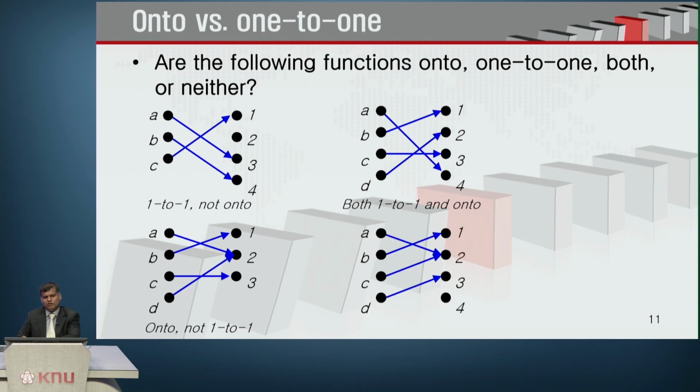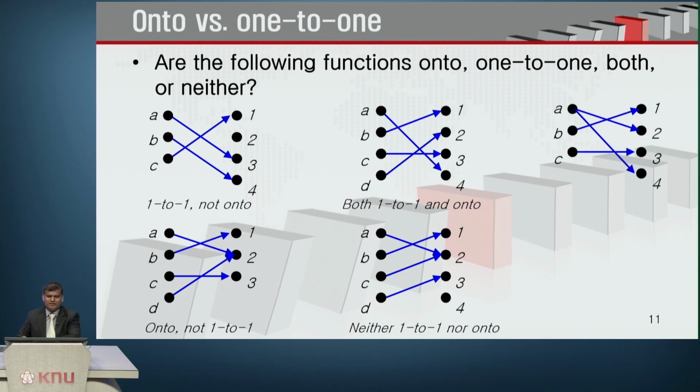And this one, how about this? This is neither one-to-one nor onto. Can you think of why it is? Say for example, since number 4 is not mapped to by any element in the domain, we can say that it is not an onto function. And say A and C are mapped to the same element, that is 2, that's why it is not a one-to-one function.